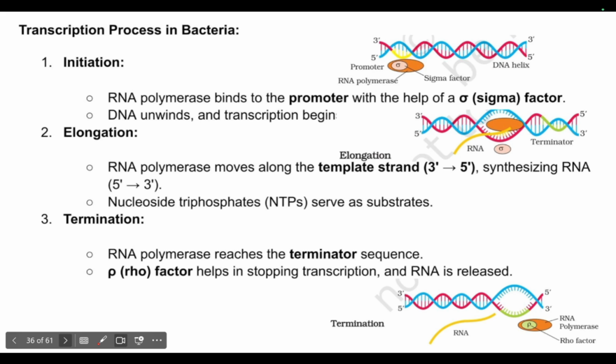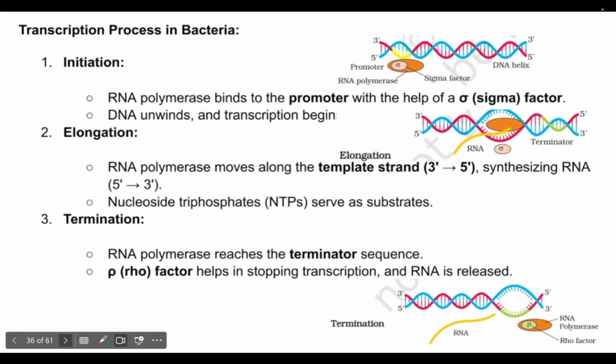Once the initiation is done, the sigma factor will be released, and now the RNA polymerase will move on the template strand in the 3' to 5' direction, and this will synthesize the RNA in the 5' to 3' direction. Remember, the RNA synthesis takes place in the 5' to 3' direction. The DNA synthesis was also taking place in the 5' to 3' direction, and here also the nucleoside triphosphate serves as substrate and also as the source of energy. So NTPs serve two purposes: they act as substrate and also help in providing energy to the process.